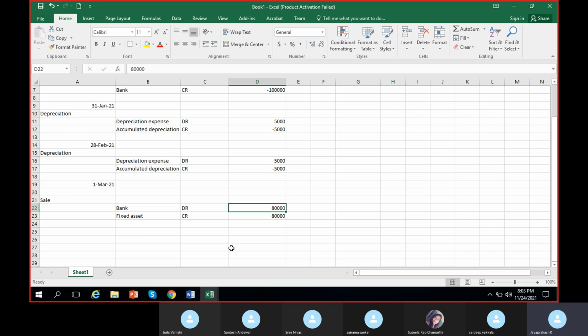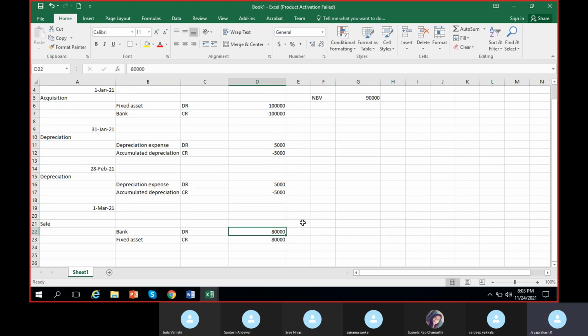So where is the P&L account, or the loss account, that we are talking about? Generally we use a compound entry for this, right? So we use a compound entry. I'll show. So what do you guess would be the additional entry for this? Any guess?